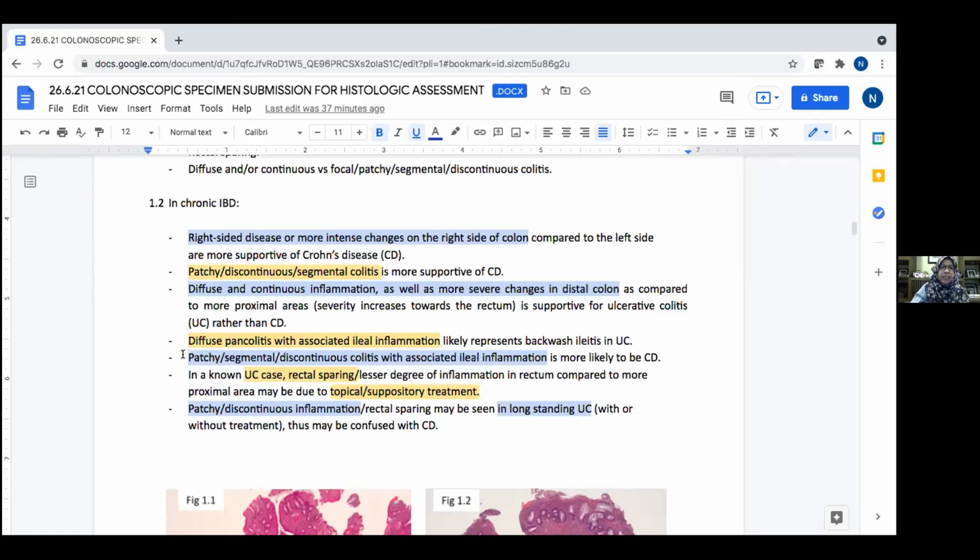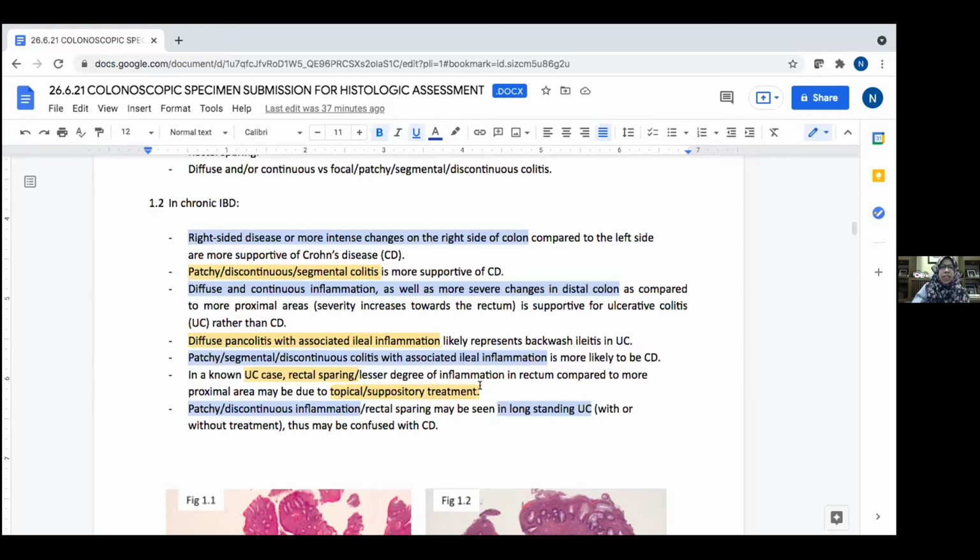Now, the next point is if you see patchy, segmental, or discontinuous colitis with associated ileal inflammation, then it's likely Crohn's disease. If it's pancolitis with ileal involvement, it's probably backwash ileitis. But otherwise, if it's patchy with ileal involvement, it's likely CD.